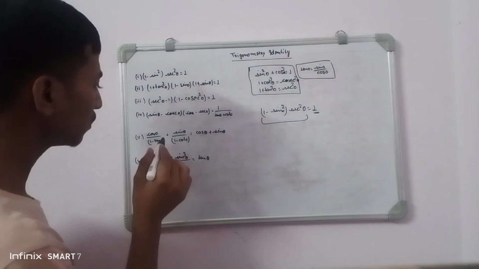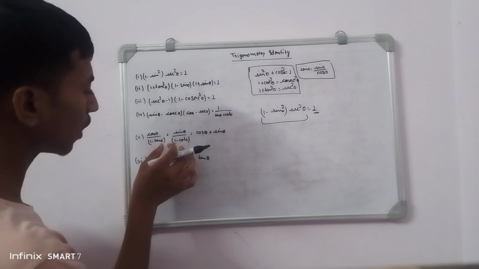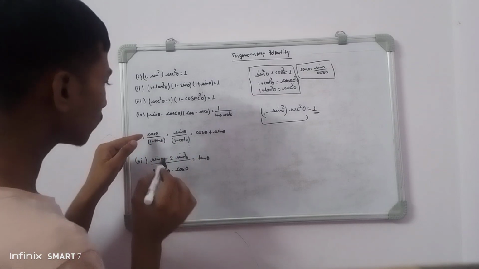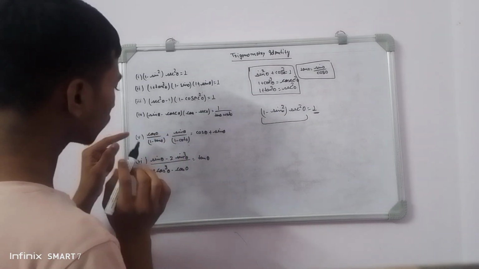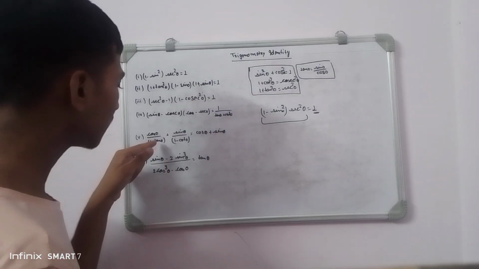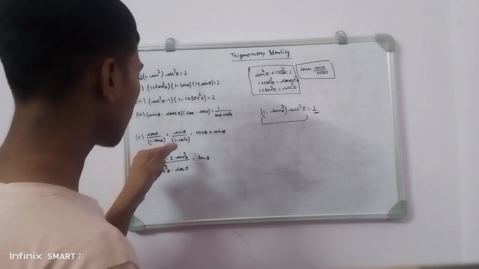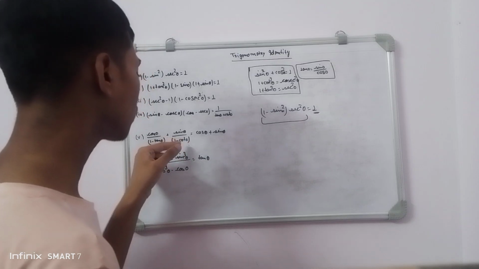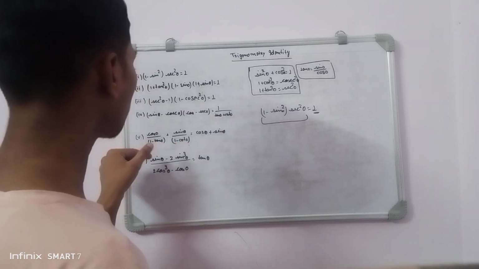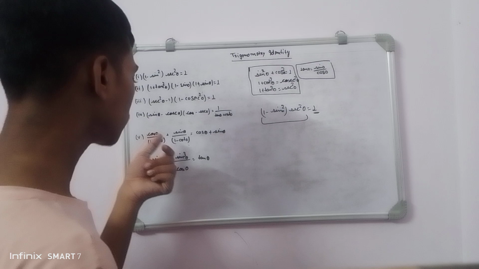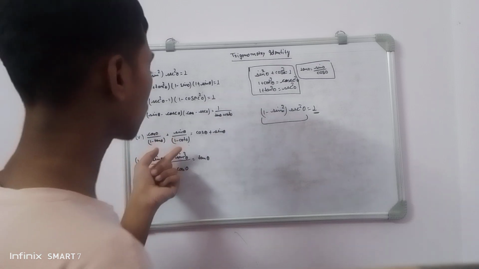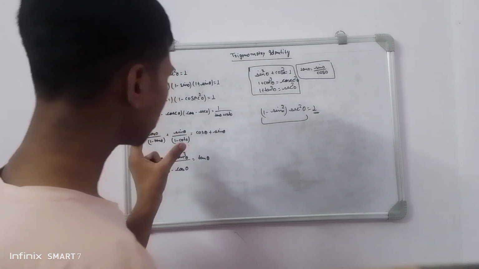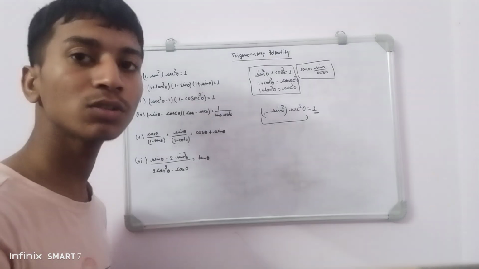Like in this question, you are able to see that there is no square in the function. So what you have to do: it is already in cos, then it is right, but tan theta can be written as sine by cos, and cot theta can be written as cos by sine, because tan theta is sine by cos and the opposite of tan theta is cot theta, so it can be written as cos by sine. So I think you understand how you have to approach the question.